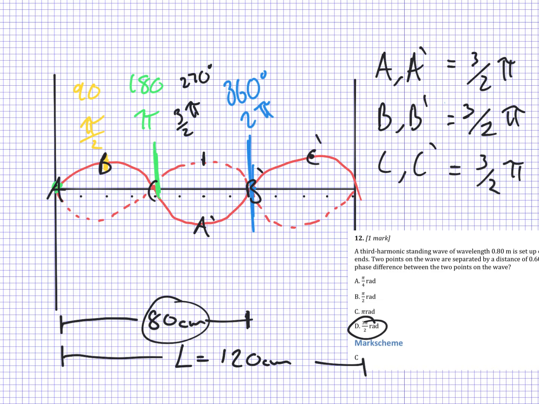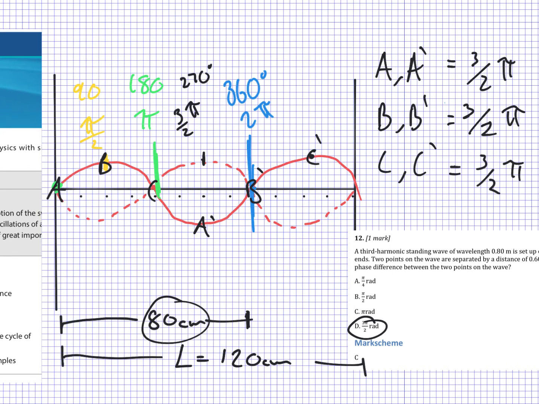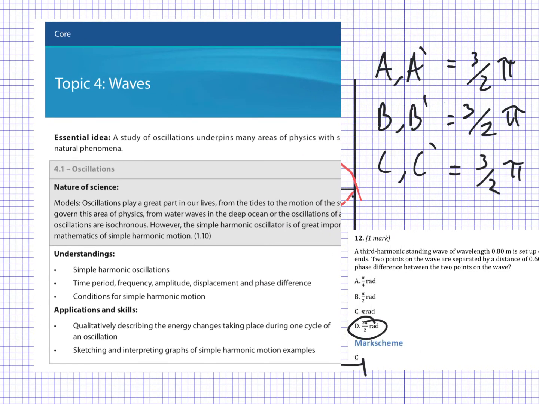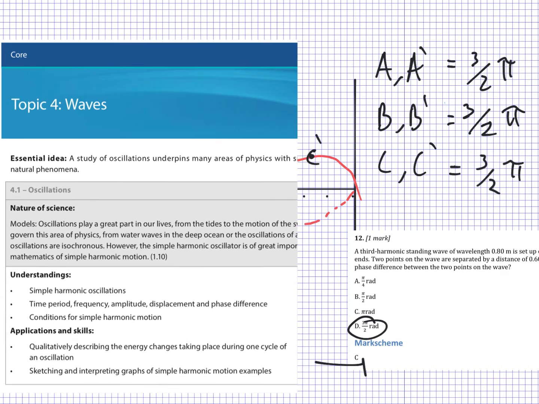And this is why it's annoying, because nowhere in the curriculum does it tell us that we have to do that. There's nothing in this document that says that we need to consider standing waves versus traveling waves, and the difference between particles or fixed points on the wave versus phase shifts on a traveling wave. It just says phase difference. That's really all it says. And so I find this really annoying, and they do this all the time. There's a bunch of practice questions like this.